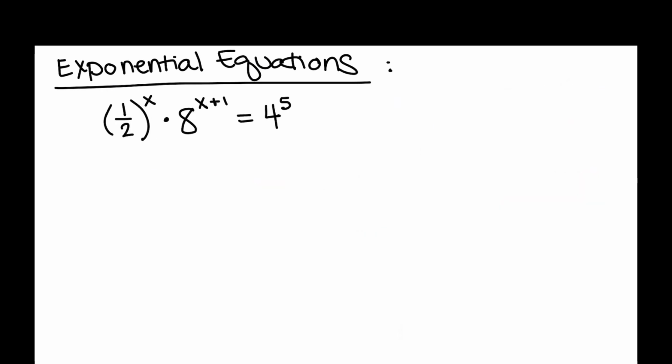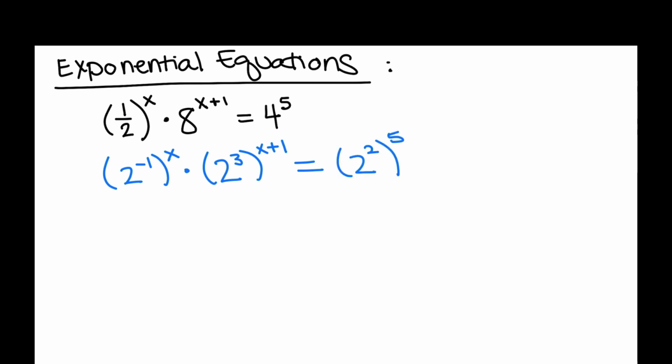Let's do a second example using the exact same method. Let's see if we can solve 1/2 to the x times 8 to the x plus 1 equals 4 to the 5th. All of these numbers can be written as powers of 2. 1/2 is the same as 2 to the negative 1. So I've got 2 to the negative 1 to the x. 8 is the same as 2 to the 3rd. So times 2 to the 3rd to the x plus 1. And 4 is 2 squared, equals 2 squared to the 5th.